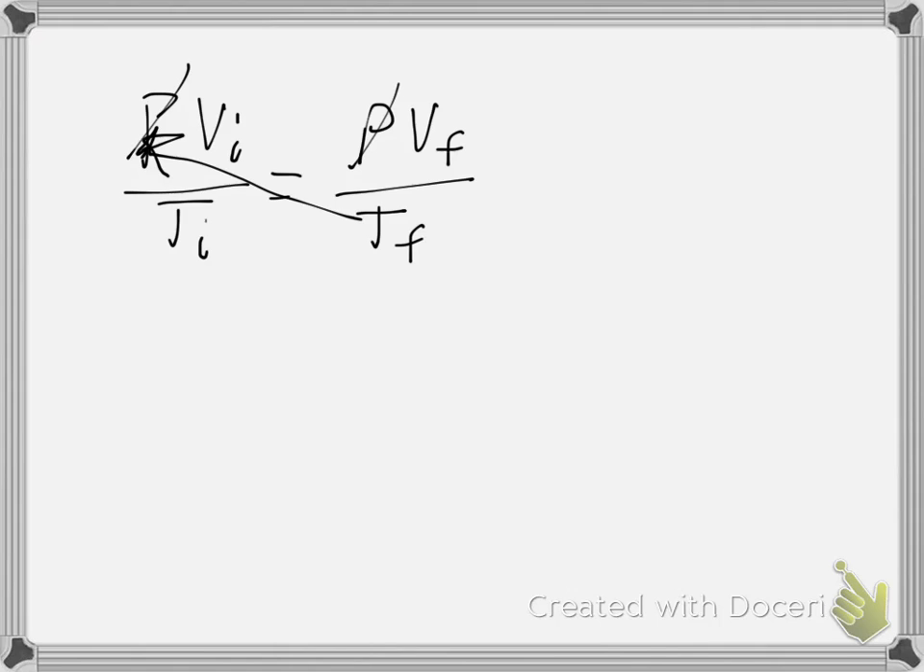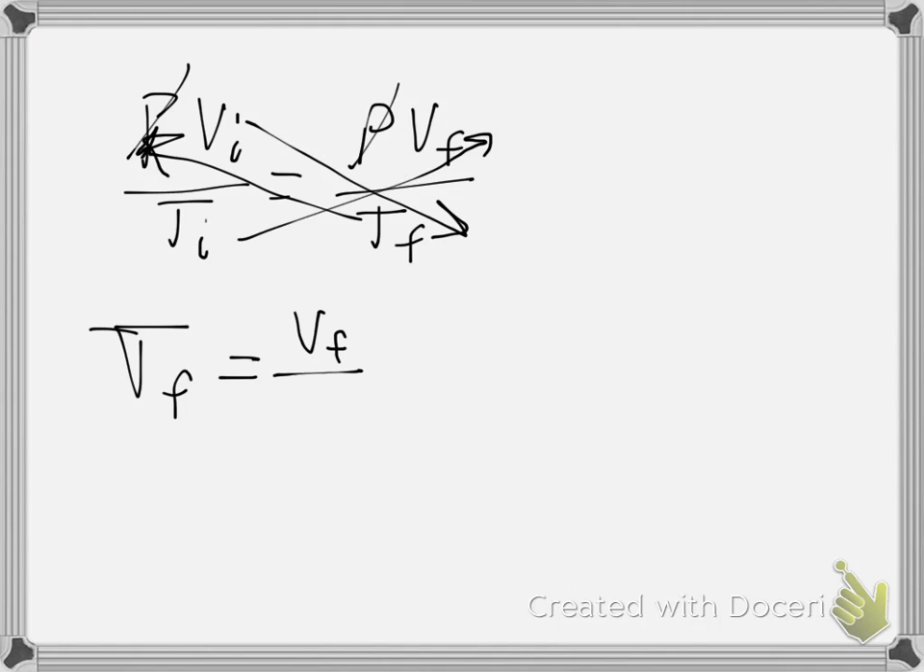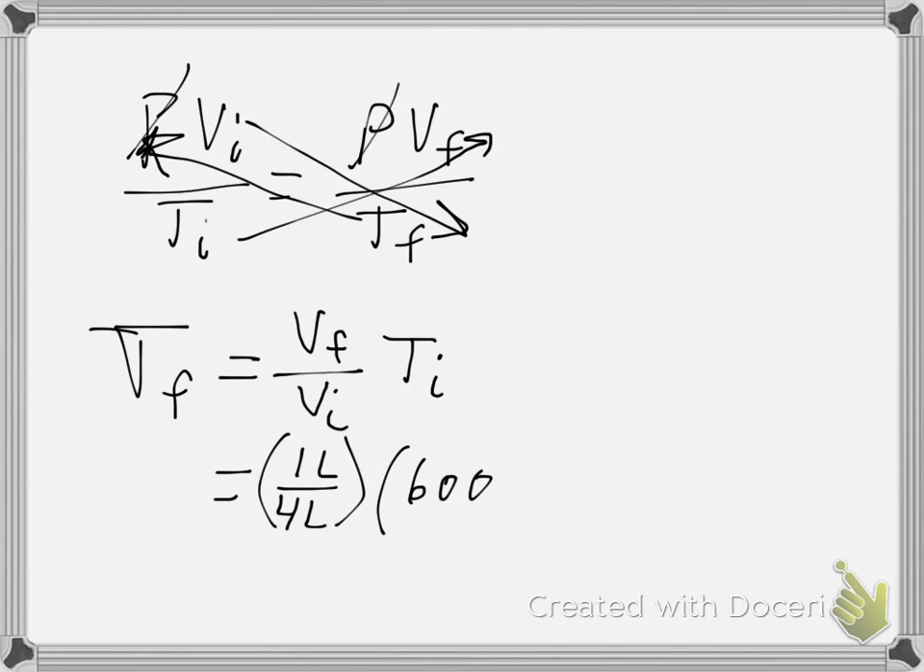So if I multiply Tf over here and then multiply by the reciprocals over here, I'm going to get that Tf is going to be equal to Vf over Vi times Ti. And this will be Vf was 1 liter, Vi was 4 liters, and Ti was 600 Kelvin. So I'm essentially dividing my temperature by 4, multiplying it by a fourth. So 1/4 of 600 is going to be 150.